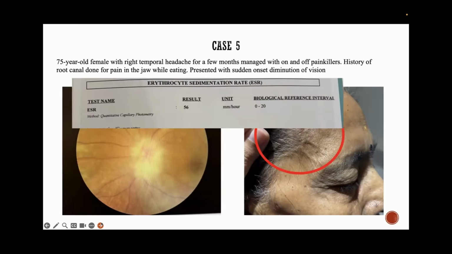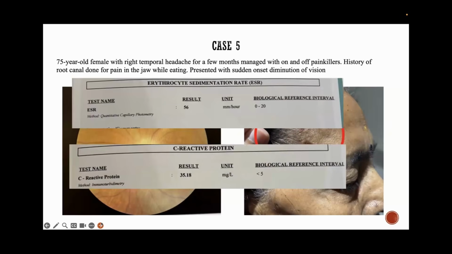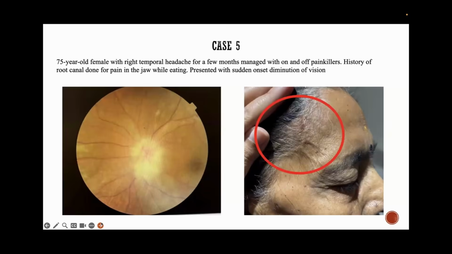Look at the ESR. It was 56, CRP 35.18. We could have probably picked it up maybe 6 to 7 months ago when she started complaining of her symptoms. But no, we had to wait. We had to pick it up only after one eye's vision was lost.